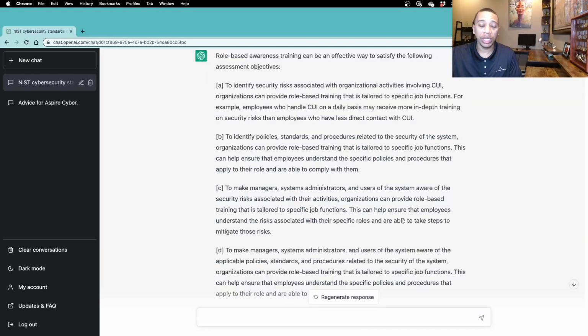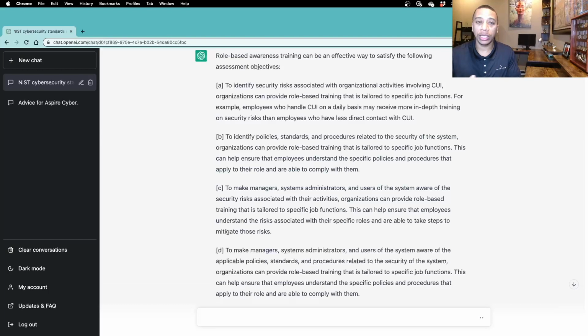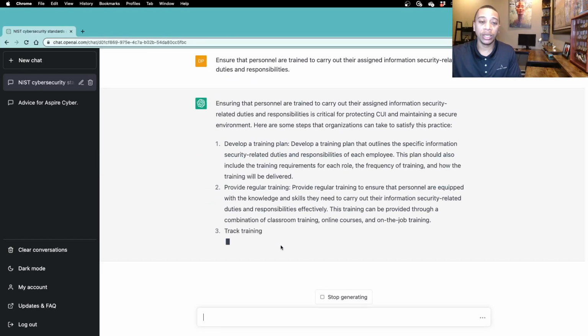So since I'm happy with this guidance, we're going to move on to the next practice. The next practice is AT.L2-3.2.2. And keep in mind, I'm copying the practices and assessment objectives directly from the CMMC Level 2 assessment guide. You always want to use that as your North Star, your Bible. Everything you do related to CMMC, you want to ensure that you're aligned with the assessment guide, because as I mentioned before, CMMC is an open book test, and that is the answer key.